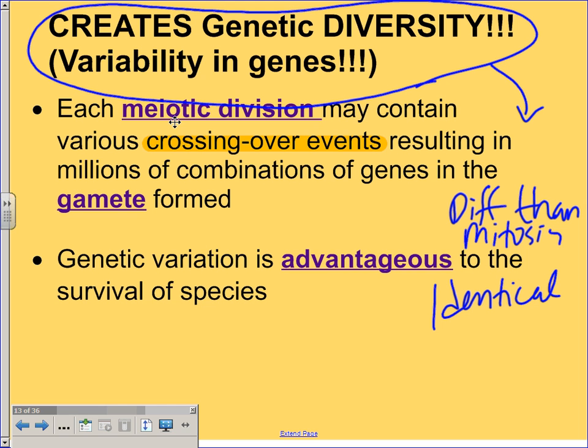So the two phases that cause diversity to occur were, refresh your memory, when did crossing over occur? Prophase 1. That one is going to definitely help create genetic diversity. That's mainly the one that we're going to be talking about. There's another one, anaphase, because it can separate these things into different cells.